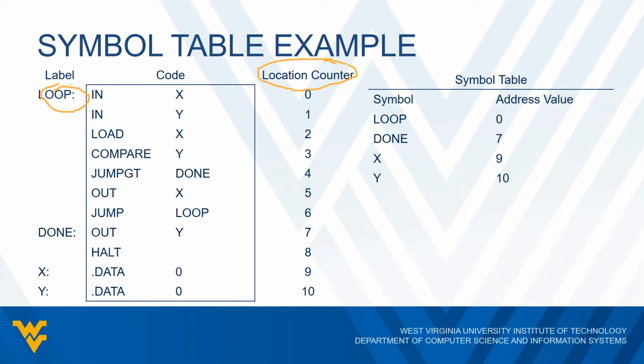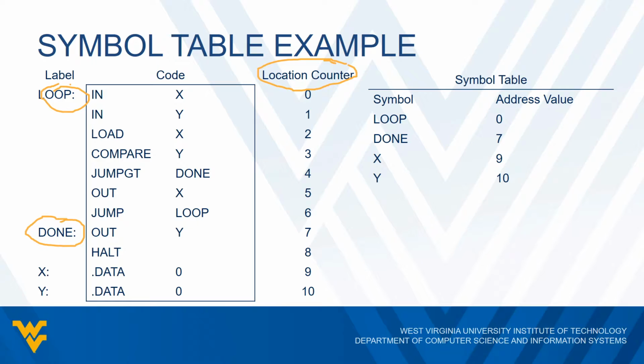And then if we keep scanning down in our assembly program, we'll see that we have the label done. So we have that down here. So that gets stored over to the symbol table. And notice that our location count at this point is going to be 7. So the address value of this is going to be 7.